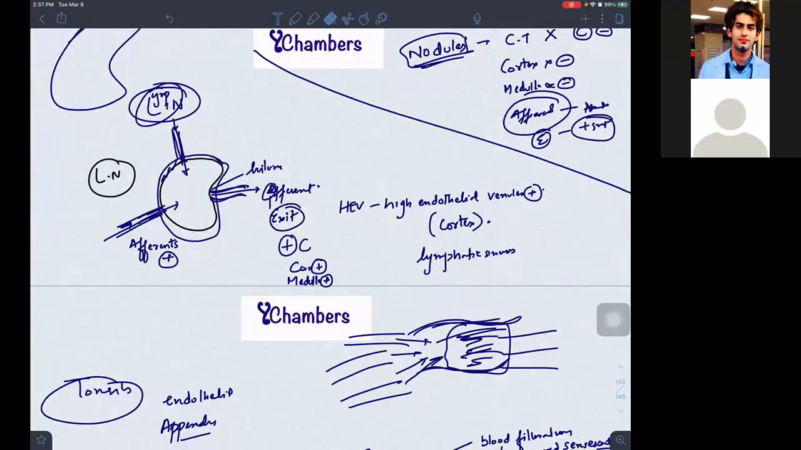Understood? Now, high endothelial venules. Let me make groups of present and absent. Spleen does not have. Thymus does not have. Easy. Now between lymph nodes and lymph nodules, both of them have.